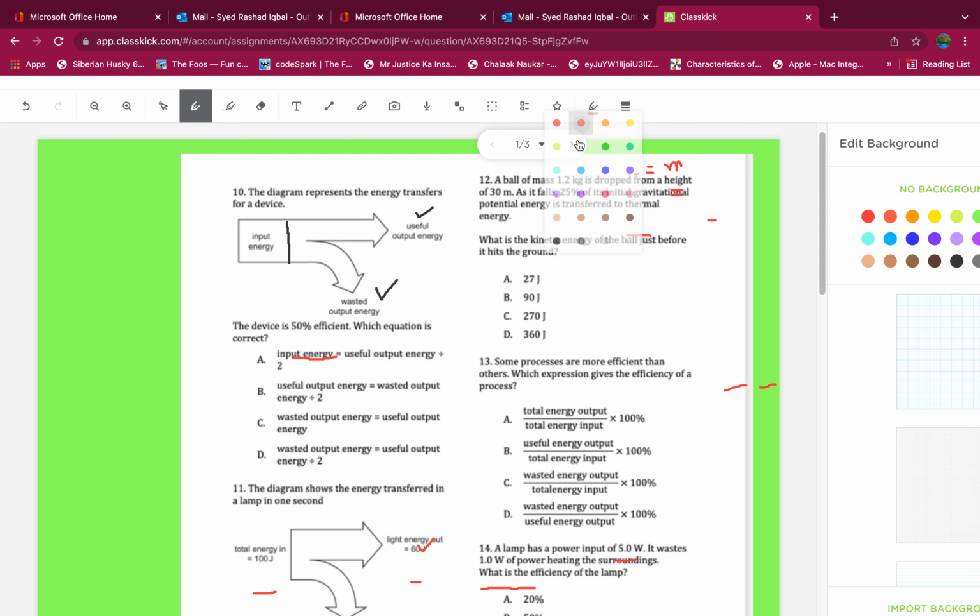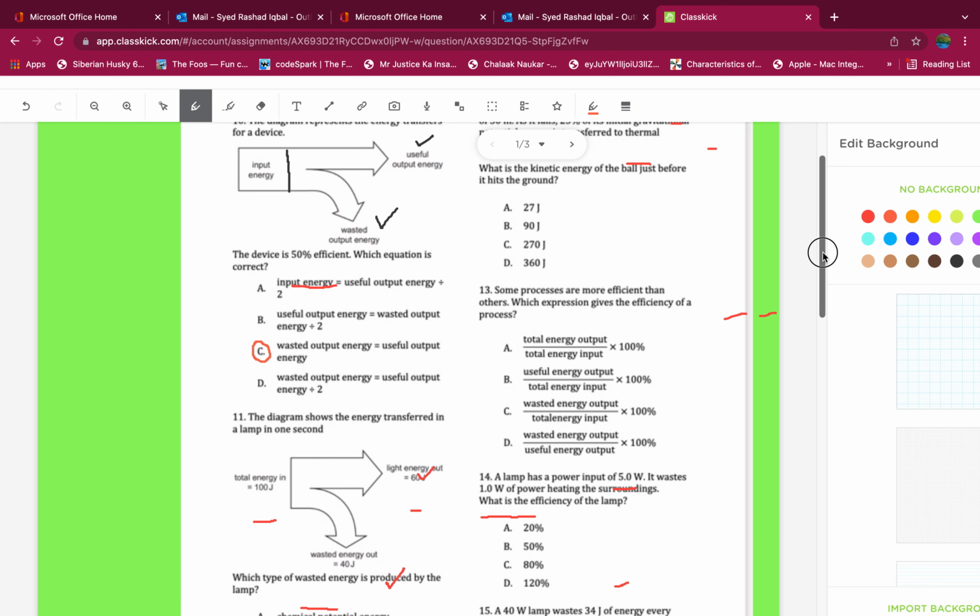What do I mean by 50% efficient? It means that half of the energy is wasted and half of the energy is useful, equal. So the device is 50% efficient. What equation is correct? The one where it is written that the wasted output and the useful output are equal, because 50% means half. So both portions are equal. This is your correct choice.